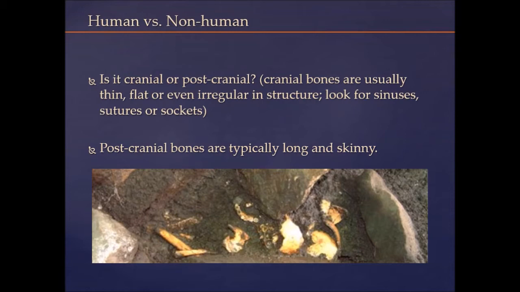Conversely, postcranial bones typically look long and thin. They're not all long and thin. You know, there's other things like the scapula and stuff like that. But here you can see some pretty obvious bones. The ones on the more right-hand side of the picture, those are all cranial bones. You can see that big, wide, flat, kind of rounded shape.